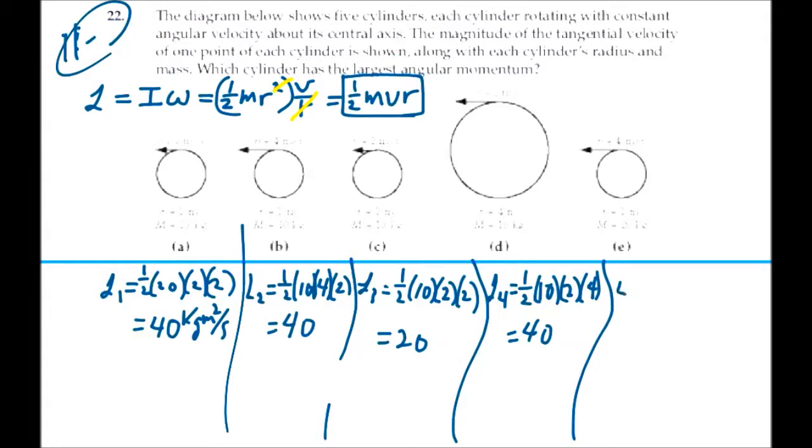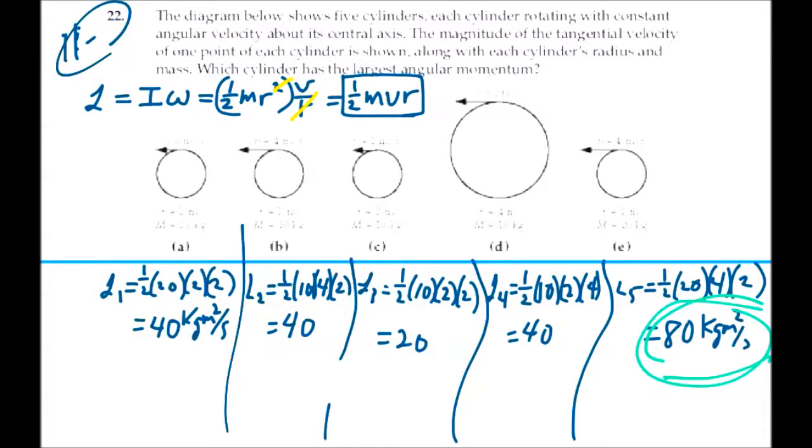And for this last one, L5, we're going to have 1/2 times the mass, which is 20, times the velocity, which is 4, times r, which is 2. 4 times 20 is 80. So all these being kilogram meters squared per second, this last one has the largest angular momentum, 1/2 mvr, 80 kilogram meters squared per second. So that's our answer. This last one has the largest angular momentum about the rotation axis.